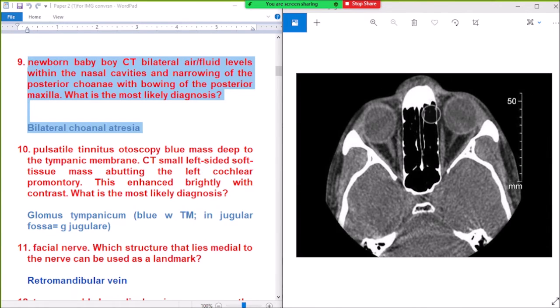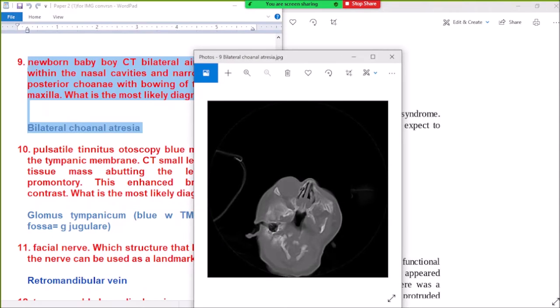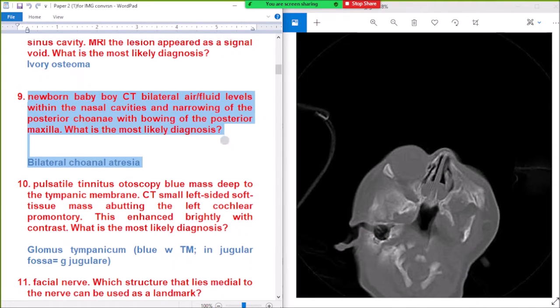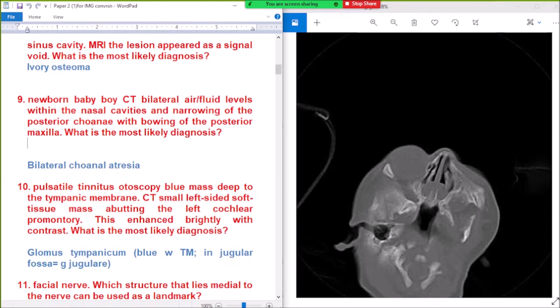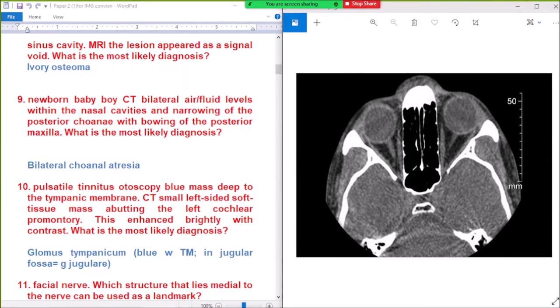Image of bilateral choanal atresia. Now look, this is a normal CT scan of the paranasal sinuses. Can you see clearly the ethmoid air cells and posterior choanae? Normal PNS view, so normal open. Now this is bilateral choanal atresia. If you look, compared to normal, the posterior part of the nasal cavity is shrunken. CT scan shows bilateral air-fluid levels within the nasal cavities and narrowing of the posterior choanae, also very narrow here, with bowing of the posterior maxilla. The posterior maxilla is also bowing. What is the most likely diagnosis? Bilateral choanal atresia. Compare this with this normal CT scan. This is normal. Okay, now next question number 10.